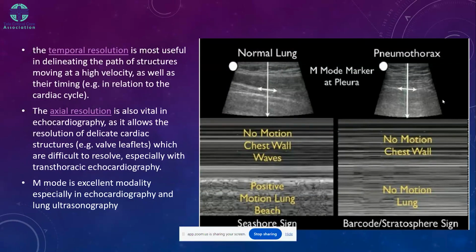The axial resolution is also important in echocardiography, as it allows the resolution of very delicate cardiac structures like the valve leaflets, which are difficult to resolve, especially with transthoracic echocardiography. It is an excellent modality for lung ultrasonography as well as for echocardiography.